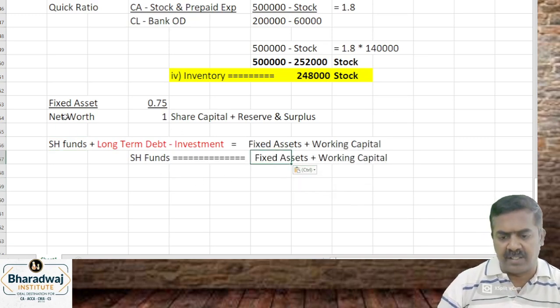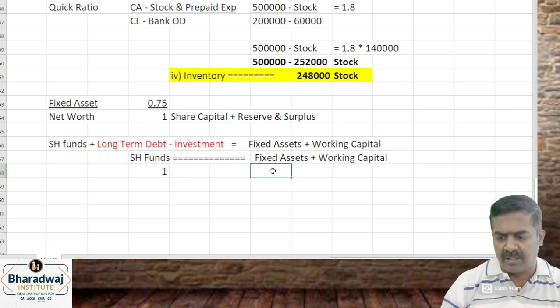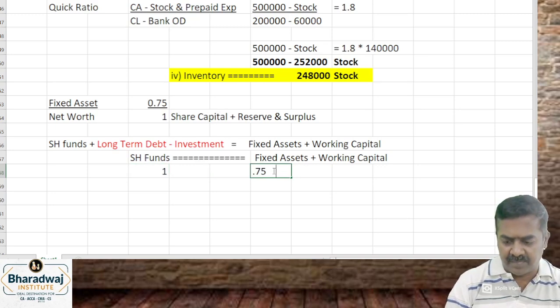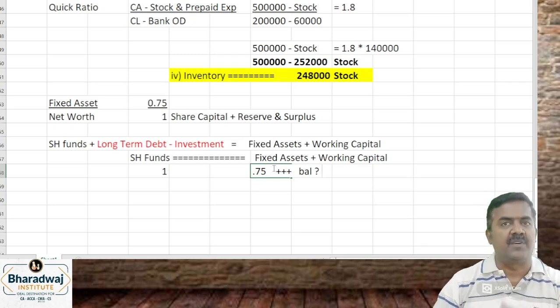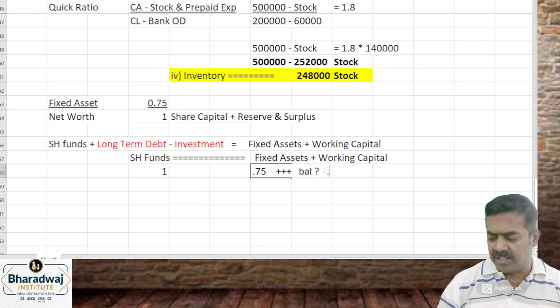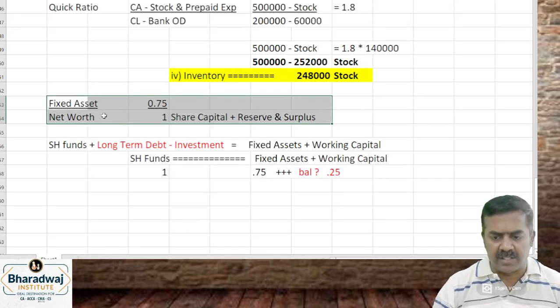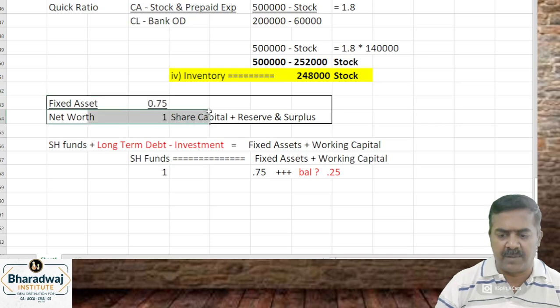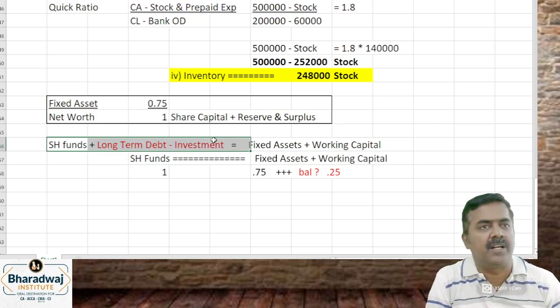Regarding the ratio, if shareholders funds are 1, fixed assets are 0.75. So for 1 rupee of shareholders funds, 75 paise is invested in fixed asset. Balance 0.25 is working capital. I repeat, fixed asset to net worth is given as 0.75 to 1. What is the formula for capital employed? Shareholders funds plus long term debt minus investment.